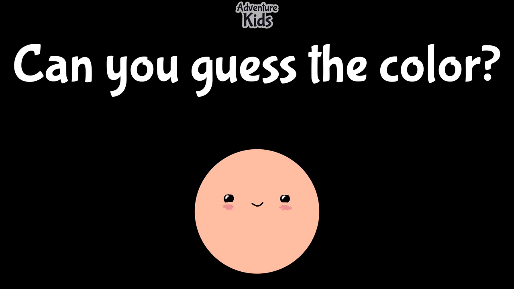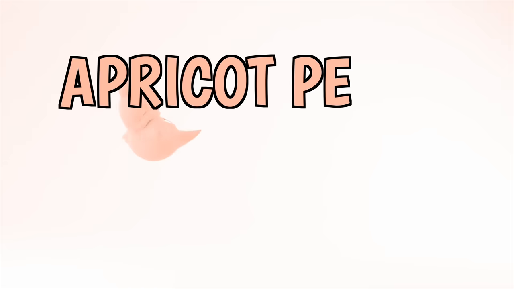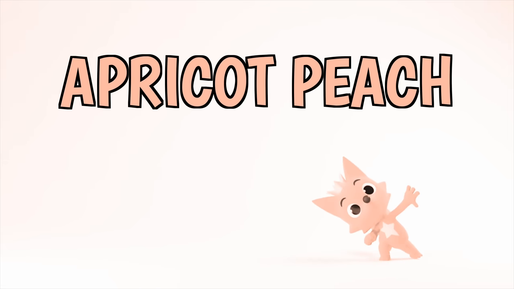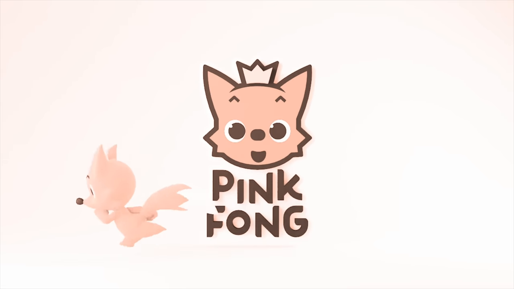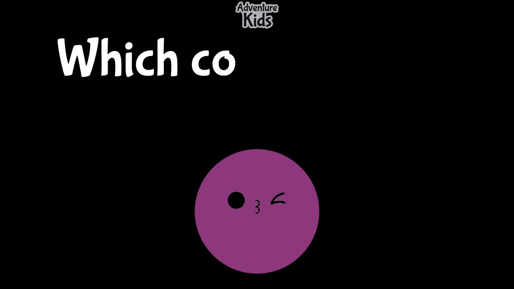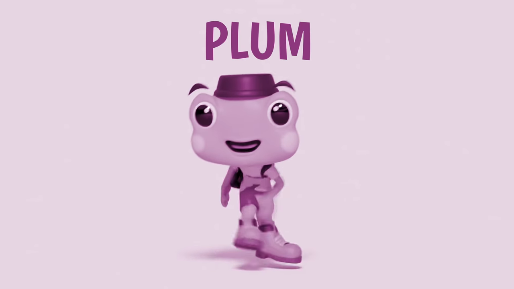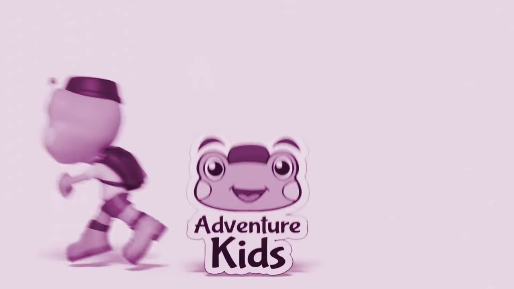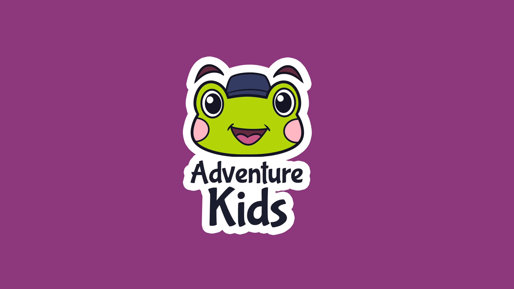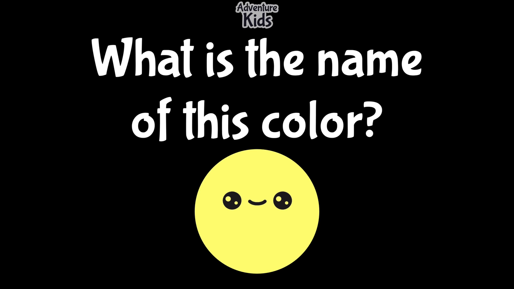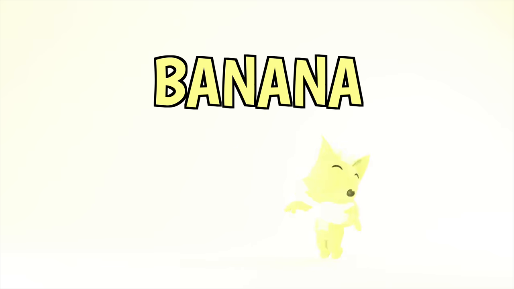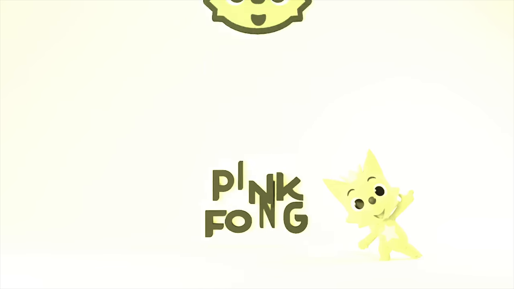Can you guess the name of this color? This is apricot peach. Peach. Which color is this? This is another fruit. Plum. What is the name of this color? This is banana.